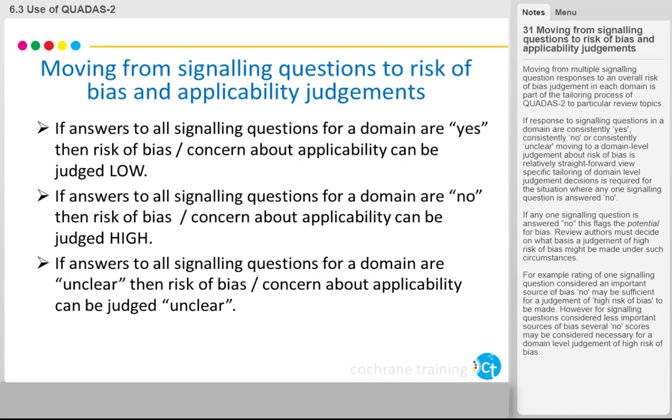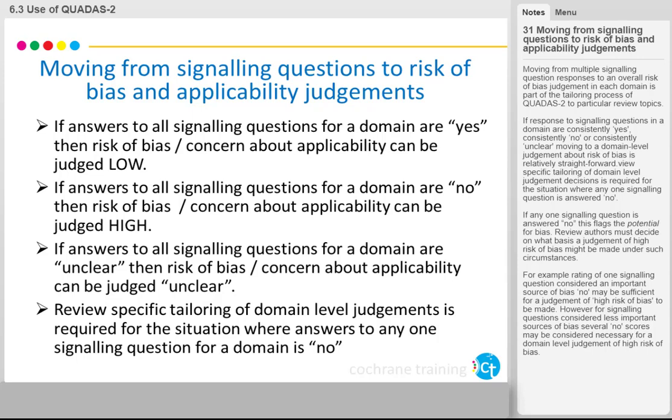Moving from multiple signalling question responses to an overall risk of bias judgment in each domain is part of the tailoring process of QUADAS-2 to particular review topics. If responses to signalling questions in a domain are consistently yes, consistently no, or consistently unclear, moving to a domain-level judgment about risk of bias is relatively straightforward.